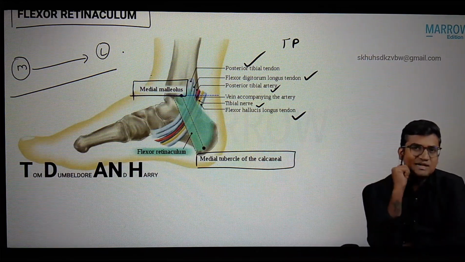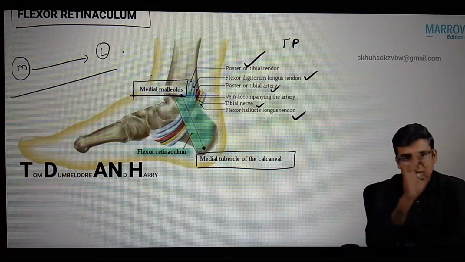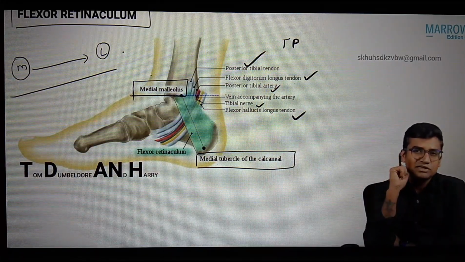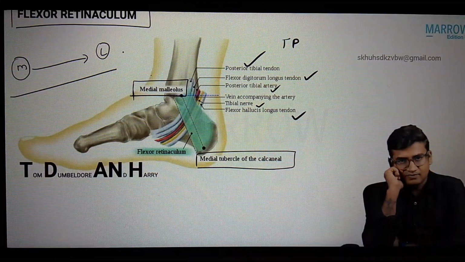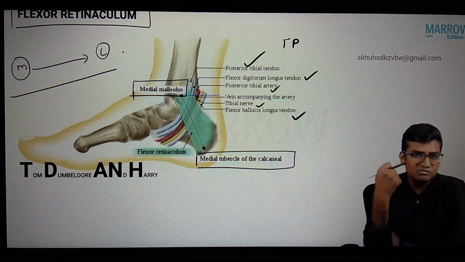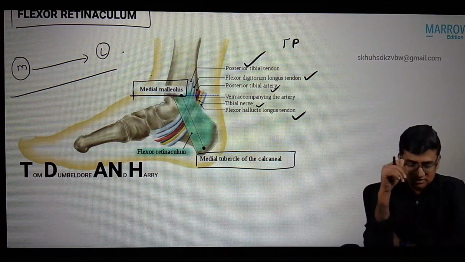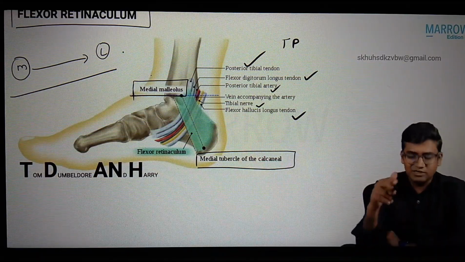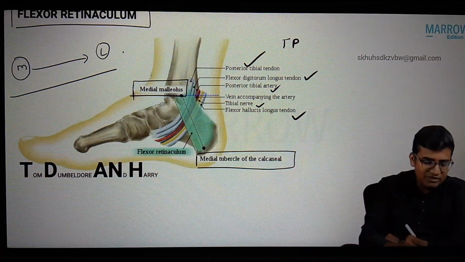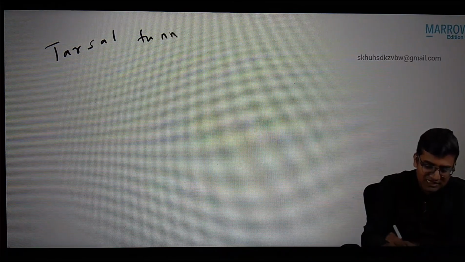So what is a nerve which is passing below the flexor retinaculum of the leg? Tibial nerve. Similarly, in the upper limb, we have one nerve which is passing below the flexor retinaculum of the hand, the median nerve. Median nerve compression while passing below the flexor retinaculum of the hand is carpal tunnel syndrome. Similarly, the compression of tibial nerve while passing below the flexor retinaculum of the leg is called tarsal tunnel syndrome. Very good.